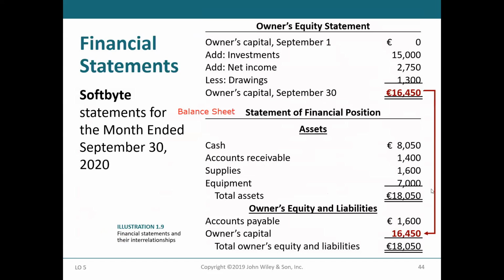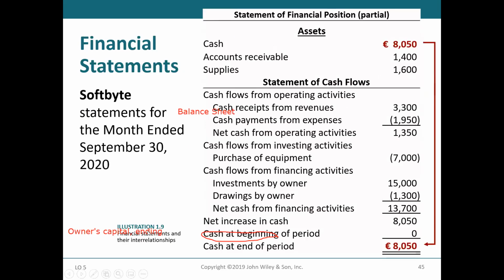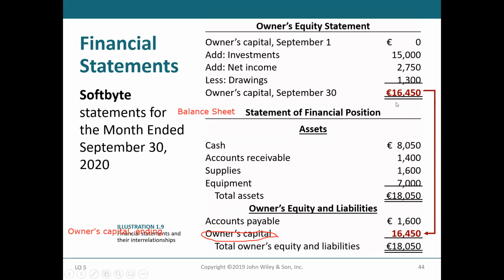We have cash, accounts receivable, supplies, equipment, and total assets of 18,050. Then we have liabilities and owner's equity. For liabilities, we have accounts payable, 1,600, and owner's capital. Owner capital here, remember, is always the ending owner capital. So how do we get owner capital at the end? This is from the owner equity statement. So you get owner equity at the end, 16,450. And so the total assets will always equal total liabilities plus owner equity.